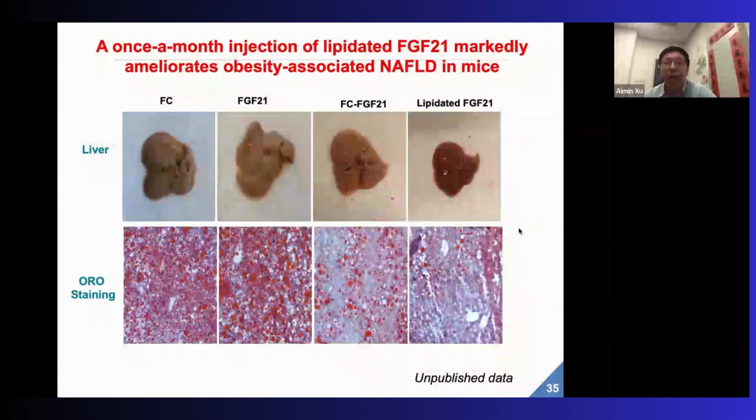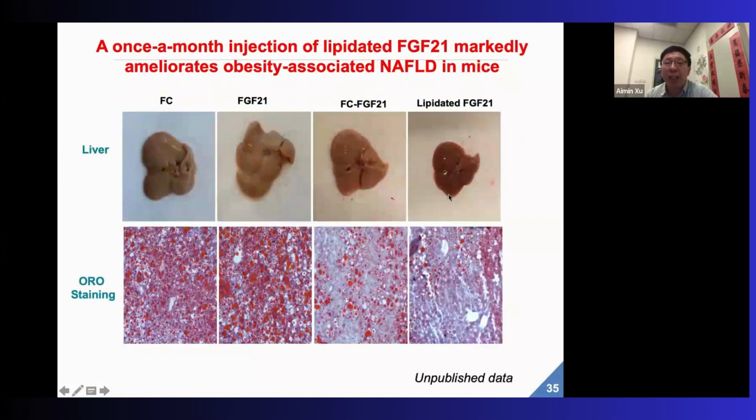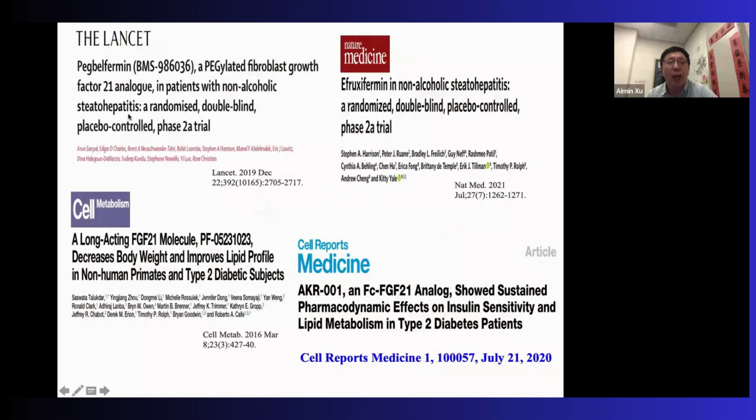As you can see here, after treatment with this lipidated FGF21, the improvement is even better than with the Fc-tagged FGF21. If you use the endogenous FGF21, we see only a very mild effect on fatty liver accumulation. There are over 20 registered clinical trials for FGF21-based drugs for treatment of obesity-related metabolic syndromes. These are just a few examples: the BMS compound, pegylated FGF21 in 2019, is in phase 2 clinical trial, and another one has now moved to phase 3.